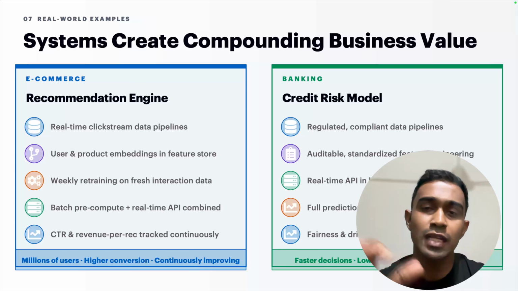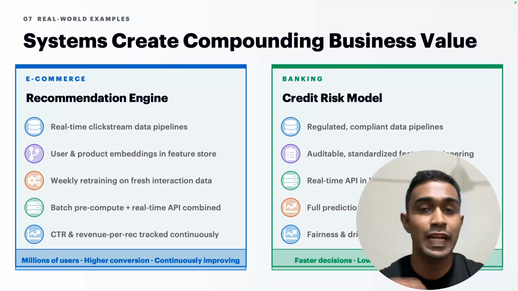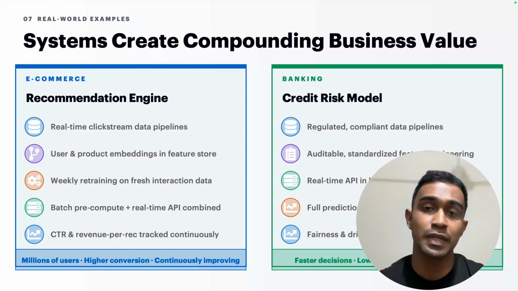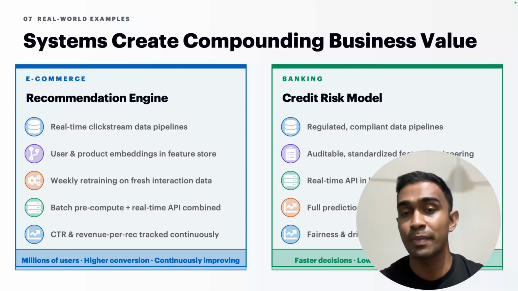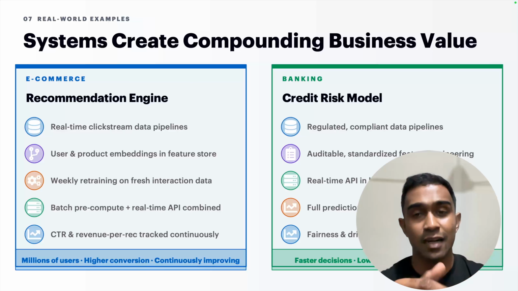But the model alone isn't enough. Here's what the system around it looks like. The data pipeline pulls in clickstream data, purchase history, and browsing behavior in real time. A feature store calculates things like user embeddings and product embeddings. Those are the numerical representations that capture user preferences and product characteristics. The model gets retrained every week on the latest interaction data, so it stays current.